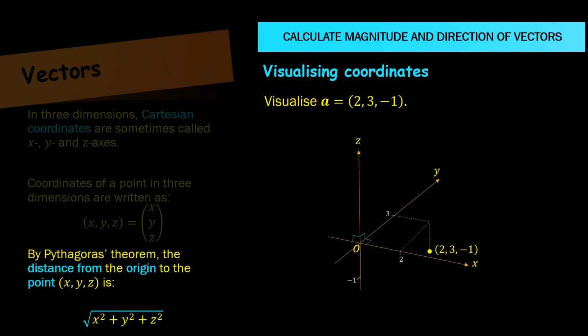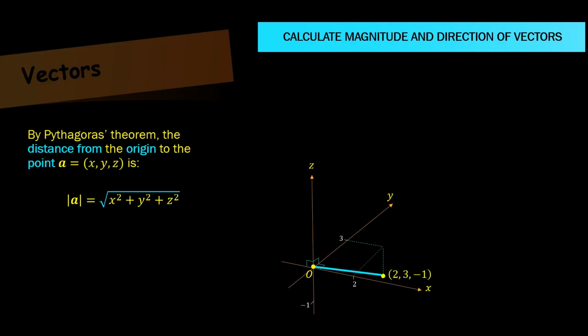We can now also find the distance from the origin, or the length of this vector, A, and we can use Pythagoras' theorem to do that. The same principles apply, so we have that the distance from the origin to the point (x, y, z) is the square root of x squared plus y squared plus z squared. The unit vector is a hat, which equals a over mod a, which is the length of the vector a.